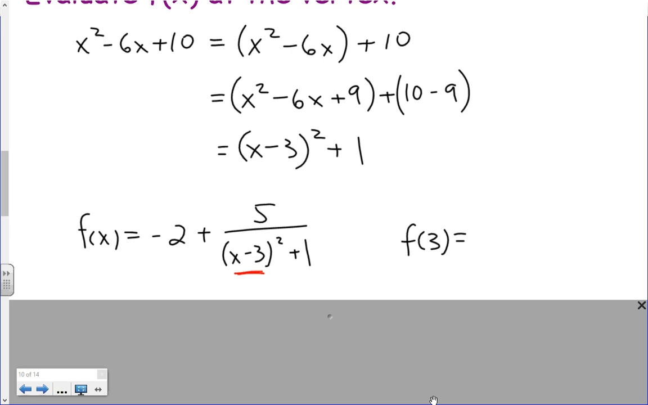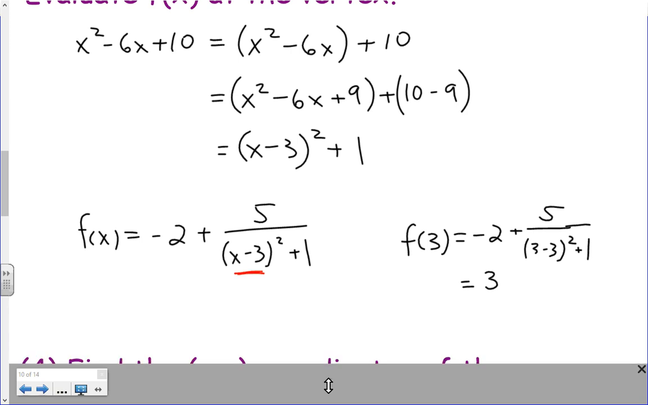So at x equals 3, what's y equal? I'll end up with negative 2 plus 5 divided by 3 minus 3, of course, squared plus 1. What does this simplify to? You've got 3 minus 3 squared, that's 0, plus 1, that's 1. So negative 2 plus 5 is 3. So we're going to have a vertex at x equals 3, y equals 3. We'll note that so we can sketch it in our graph in just a minute.